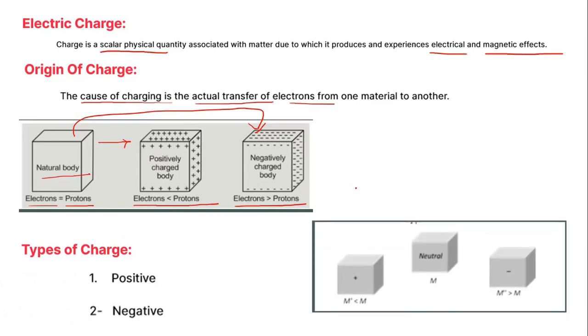Now the other consequence that is related with charge is the mass. Now what happens to the mass of a body? If we have a neutral body of mass m, and it becomes a positively charged body, what will happen?